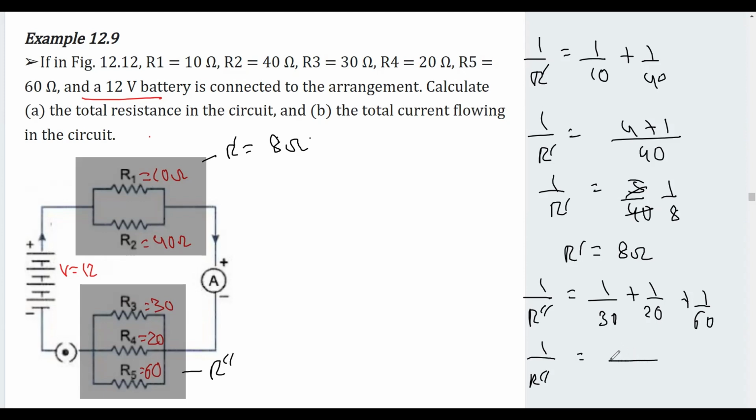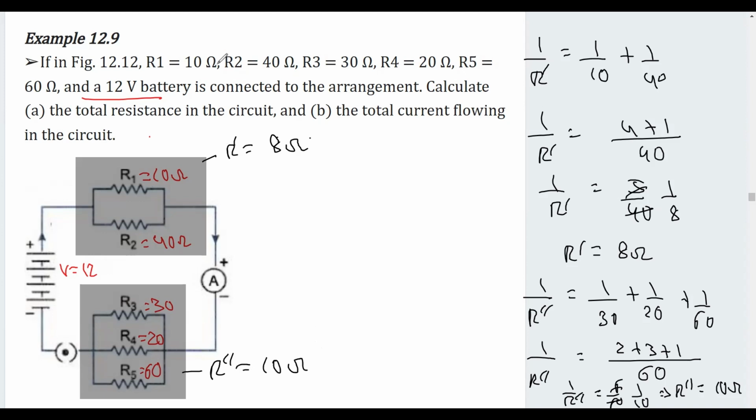That comes out to be how much? LCM is what? 60 here. This is 2 times, 3 times, and 1 times. So this is 1 over R double dash, which comes out to be 6 by 60. 6 by 60, that is 1 by 10. So we can say R double dash, by cross multiplication, is 10 ohm. So this we got as 10 ohm.